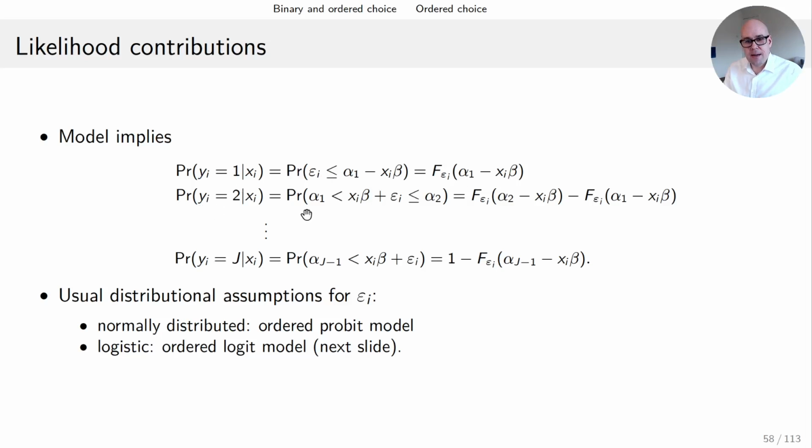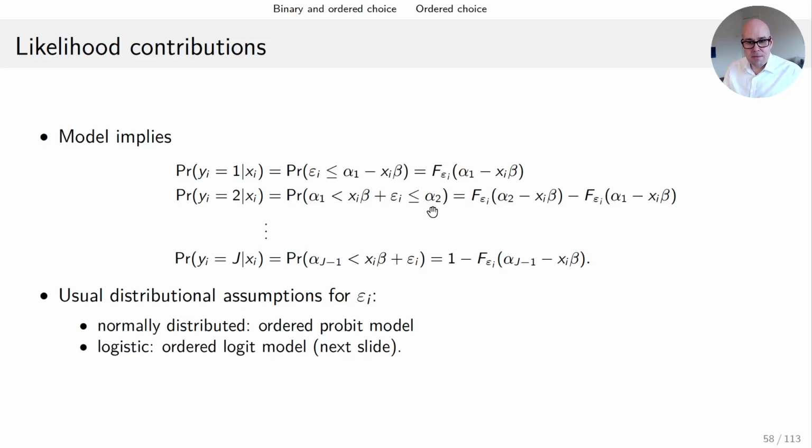For the second outcome, what I have is the probability of, and again what I've done is I've moved the xi beta part to the other side. So it is the probability that alpha 1 is less than x beta plus epsilon is less than or equal to alpha 2. This follows directly from the model structure.